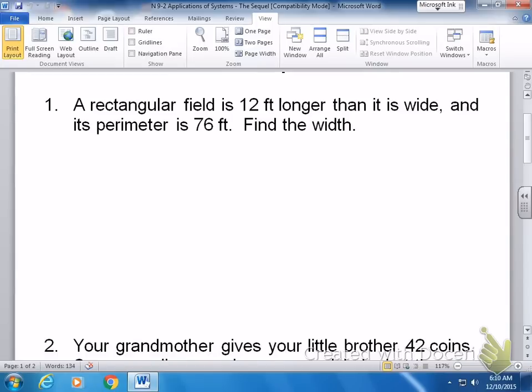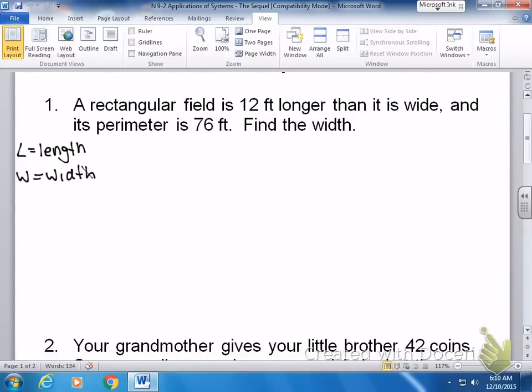It says a rectangular field is 12 feet longer than it is wide, and the perimeter is 76 feet. Find the width. So just like we did yesterday, we need to find out what the two things that we're talking about are. It looks like we're talking about length and width. So I'm going to say that L is going to equal my length, and that W is going to equal my width.